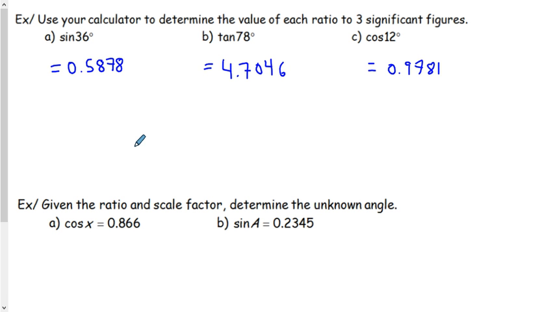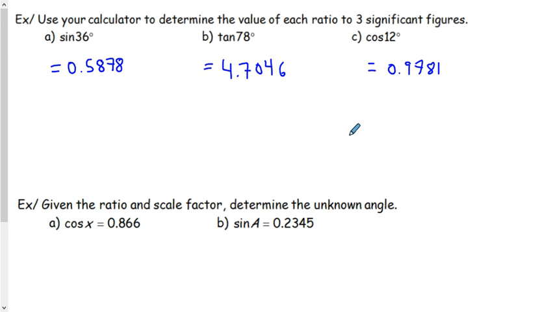So again, these are ratios. These are two sides of the triangle divided by one another, and that's the number we get when we do that dividing. For our first one, it was opposite side over hypotenuse. For tangent, it's opposite over adjacent sides when we're looking from the 78-degree angle. And for cosine, it's adjacent over hypotenuse sides when we're looking from the 12-degree angle. That's the ratio we get when we divide those two sides.